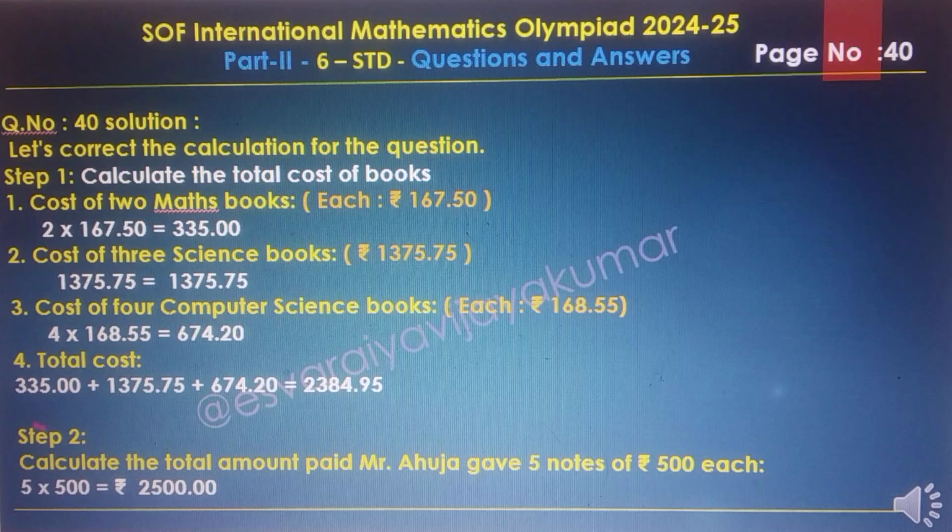The total cost is 335 plus 1375.75 plus 674.20, we are getting 2384.75. In step 2, calculate the total amount paid. Mr. Ahuja gave 5 notes of rupees 500 each. So 5 into 500 we are getting rupees 2500.